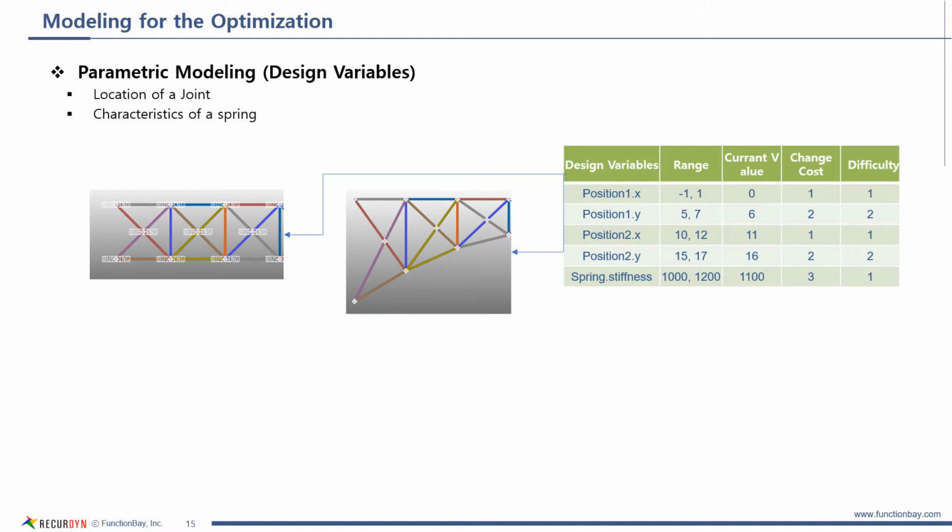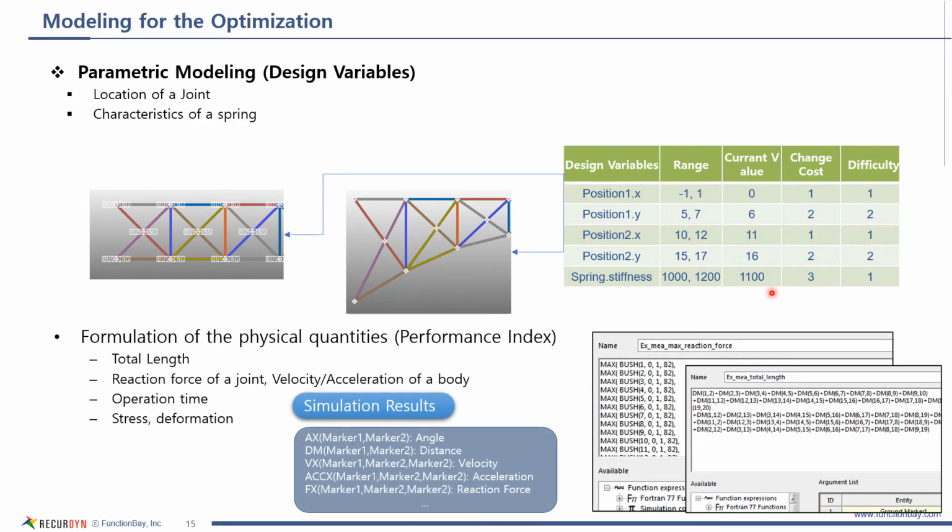After formulating the variables, the next step is the optimization modeling. For example, let's assume that we need to optimize the truss model. We should set the positions of the joints or spring characteristics as design variables as shown in this table. After that, in order to use these design variables in CAE software, parametric modeling is used. This means that the design variables such as position or stiffness are expressed using parametric values, and that the performance indices need to be rewritten in order to be recognized by the CAE software that is being used.